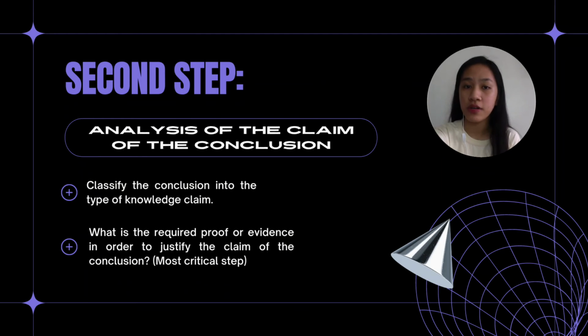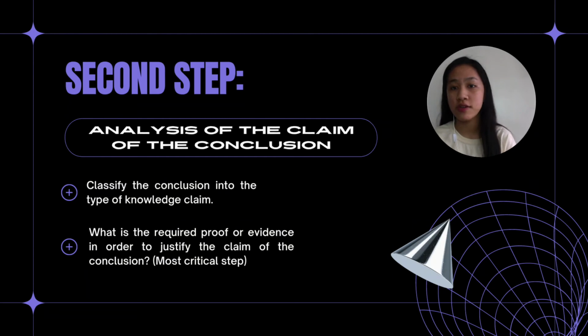Kung sa first step, sinort out natin yung concept, dito i-classify na natin kung anong type of knowledge claim yung conclusion natin. Whether empirical ba, analytic ba, evaluative ba, ganon. Empirical claims are the easiest to identify since it involves any assertion, description, observation about yourself or other people, and observation of the world.